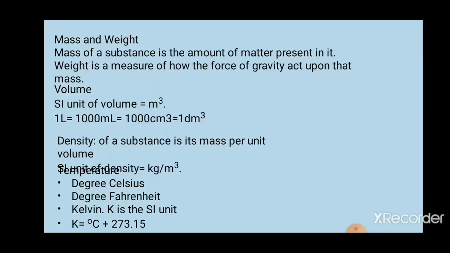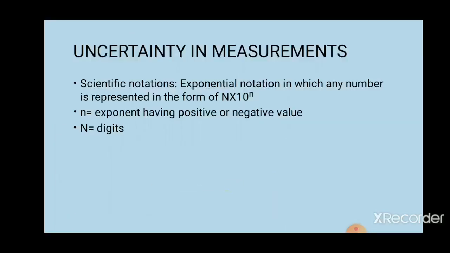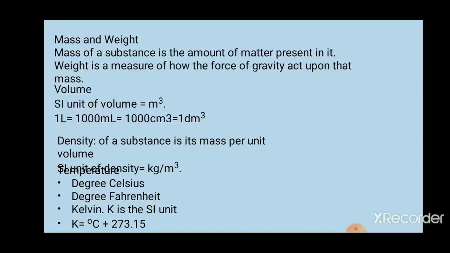Okay, now there is a conversion formula, that is degree Celsius is converted into Kelvin by using this formula, that is K is equal to degree Celsius plus 273.15. So based on that, how can it be converted? By using this formula, K is equal to degree Celsius plus 273.15. I will work out a few problems regarding this conversion.